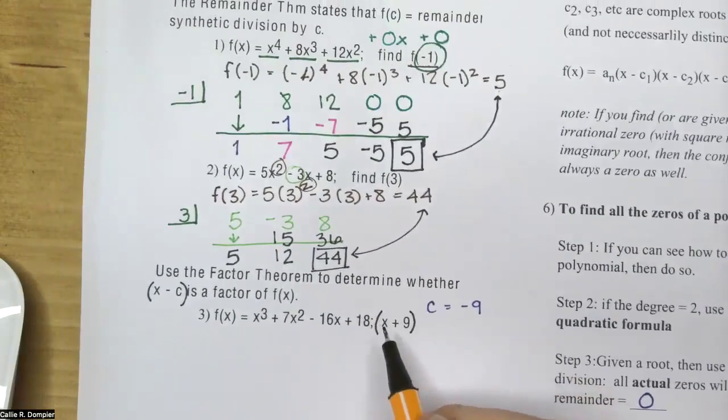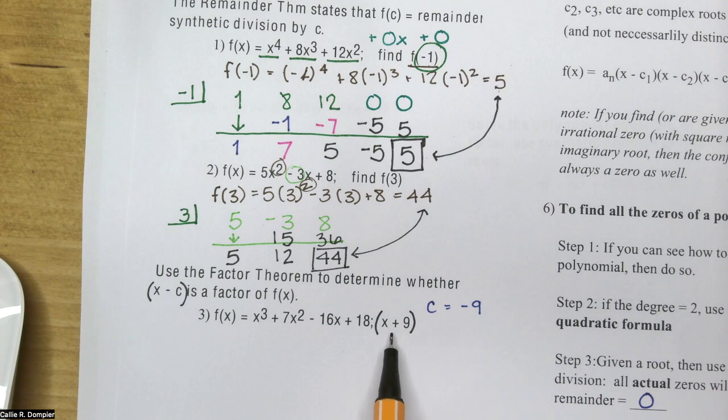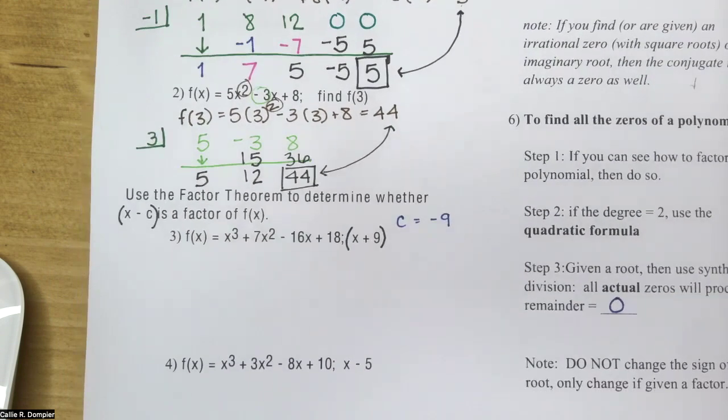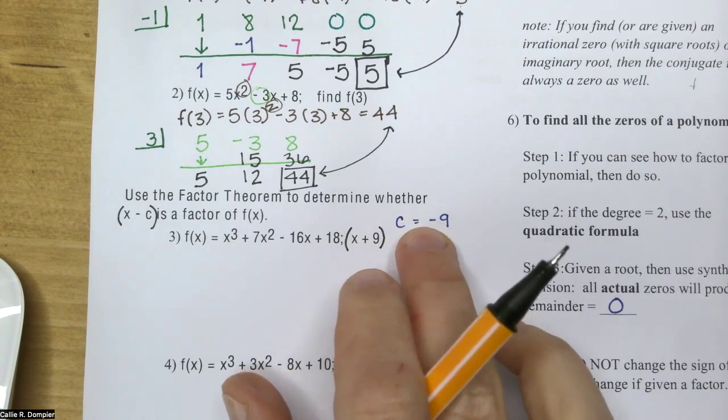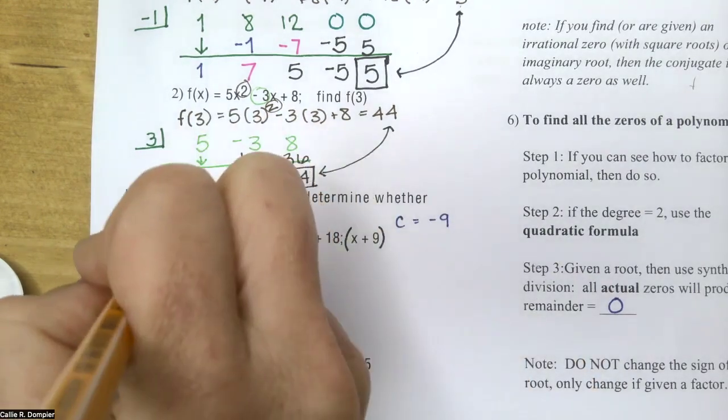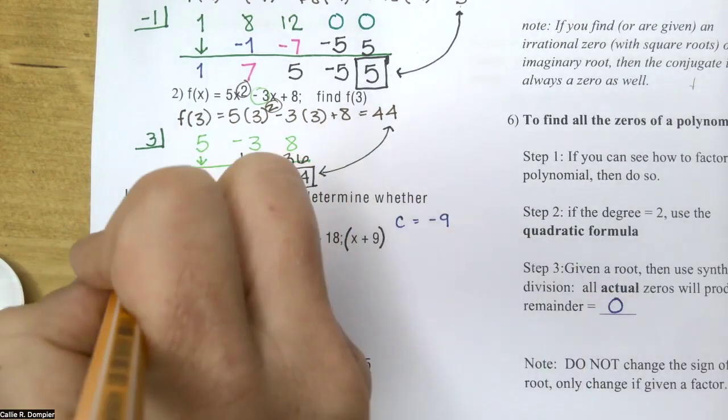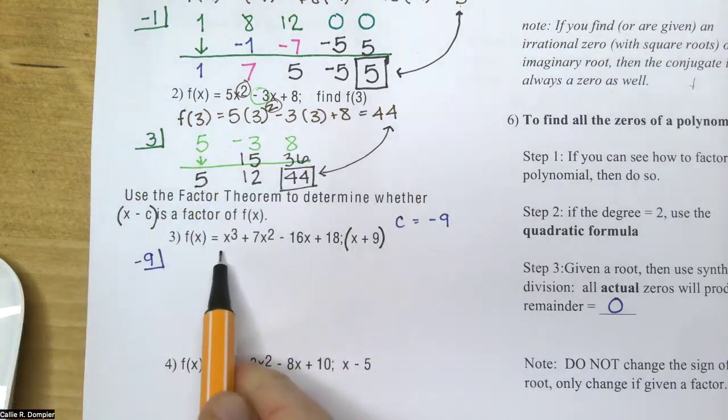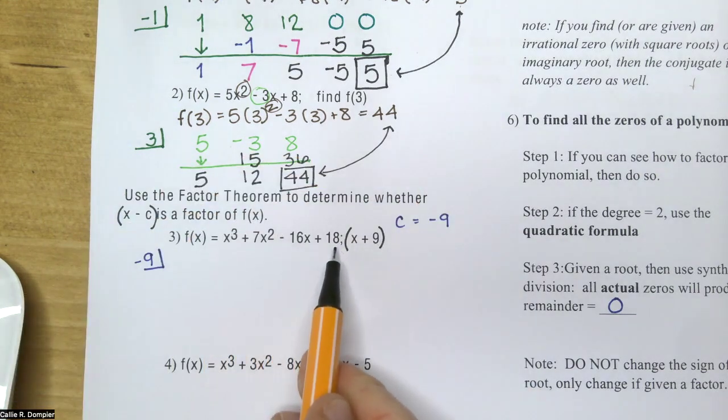So my first step is to change the factor to a 0. If the factor is x plus 9, the 0 is -9. Good? Then I take that 0 and I do synthetic division of that polynomial.